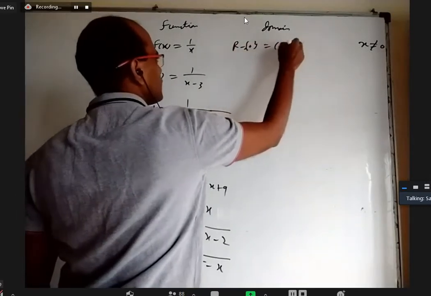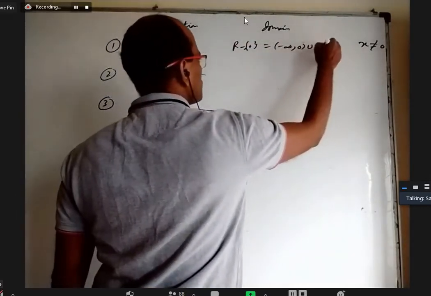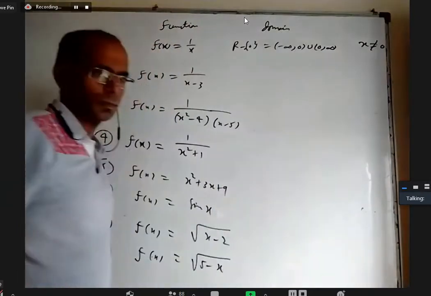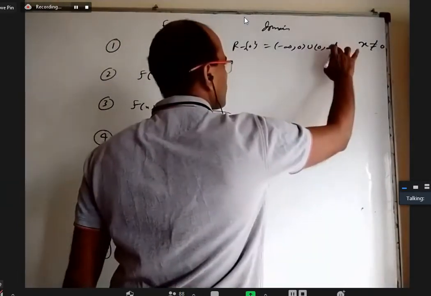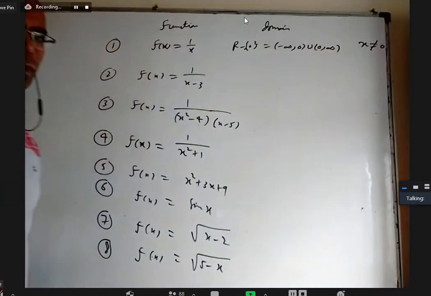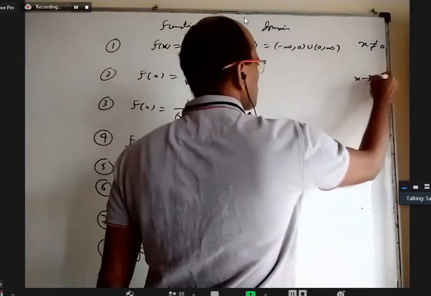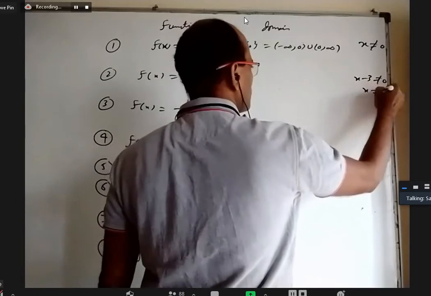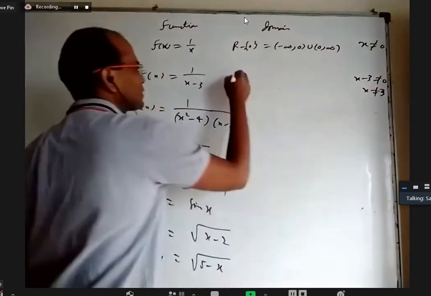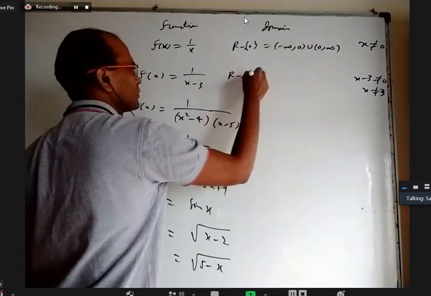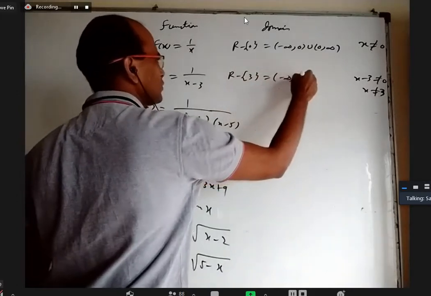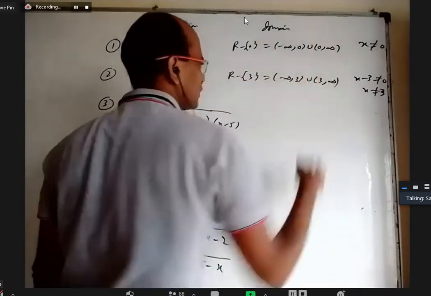You can even write it as minus infinity to 0, union 0 to infinity. Here, the denominator should not be 0. That is, x should not be 3. So except 3, anything else is fine. So all real numbers except 3, which is minus infinity to 3, union 3 to infinity.